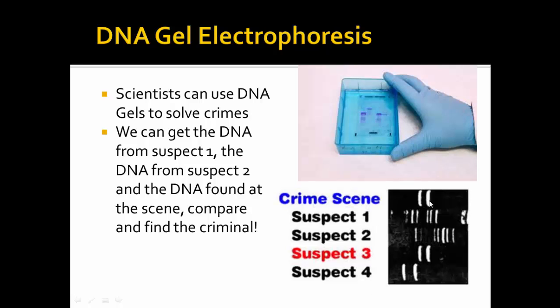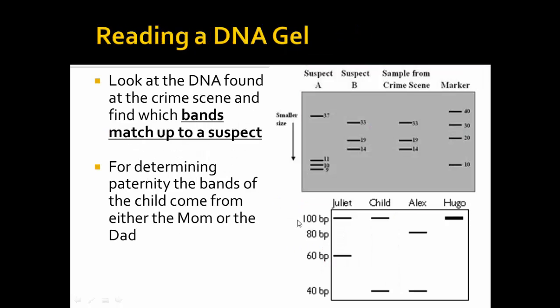You can see the bands, and what you're going to be looking for when you look at the DNA gel electrophoresis is which bands match the bands from the crime scene, or which bands match the potential parents of that child. So for the crime scene bands here, we can see that suspect 3 also has DNA fragments that are the same length, thus making bands that are the same. And we're going to get into that more in a second.